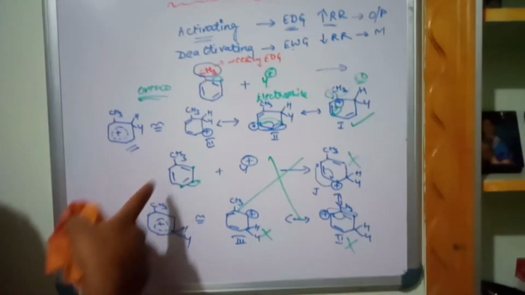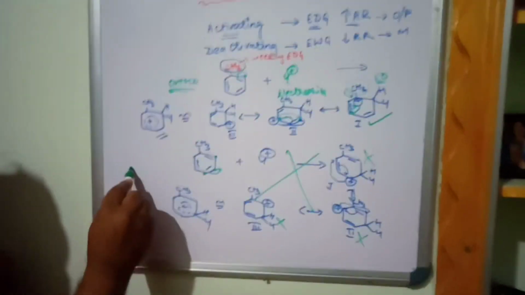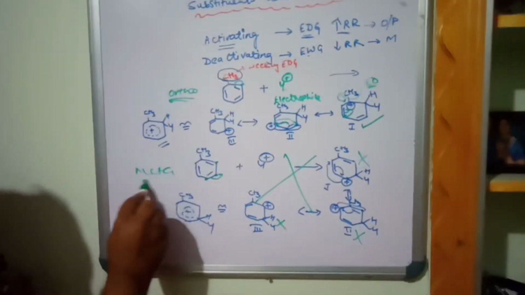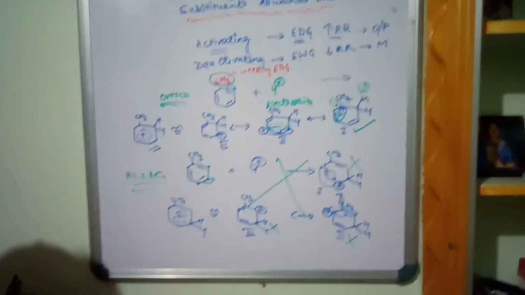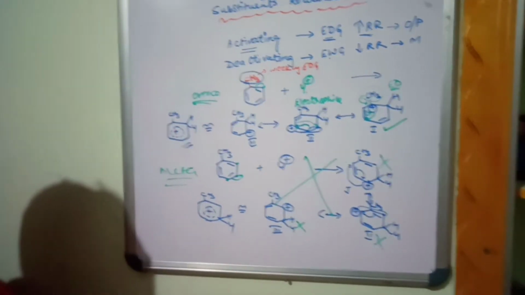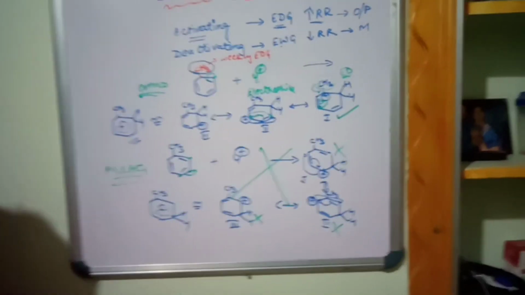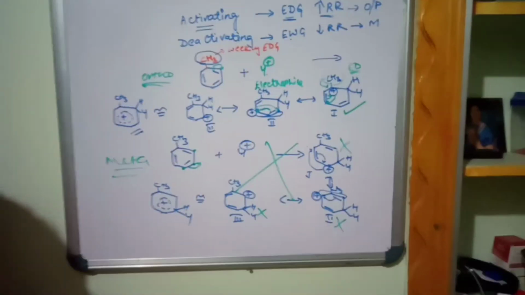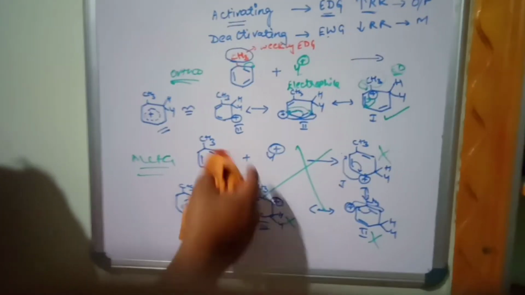This is about ortho and this is about meta. So why is meta not possible? It will not form a more resonance stabilized structure. When a more resonance stabilized structure is not formed, the rate of reaction will not increase. The reaction is very slow, hence they will not direct towards the meta position. So this is about ortho and meta.